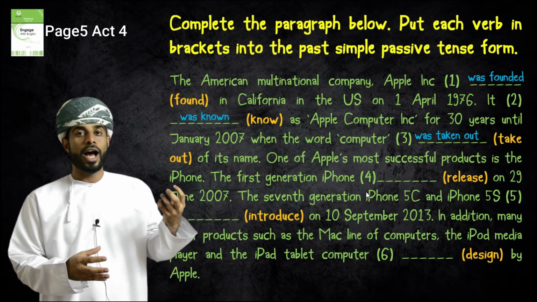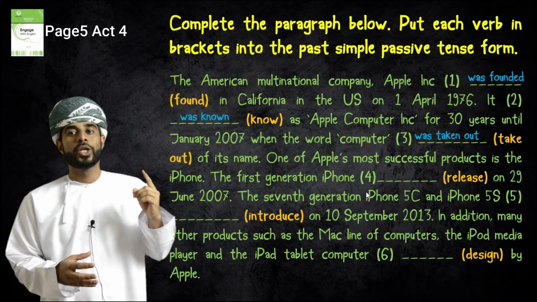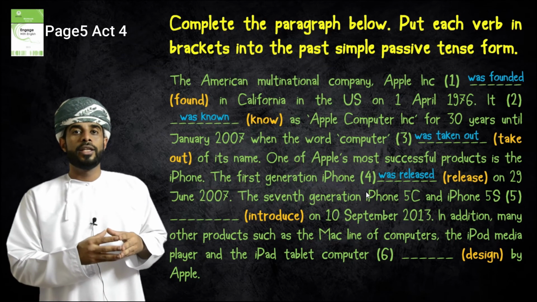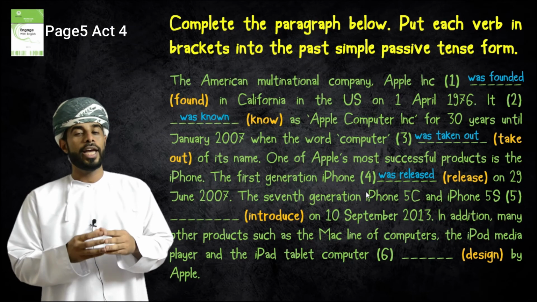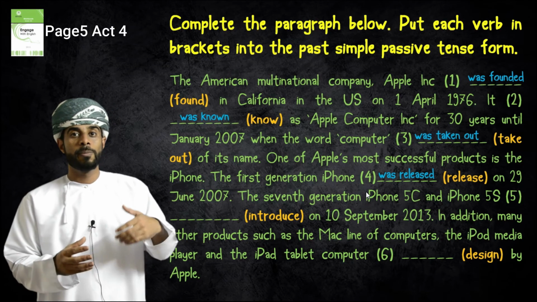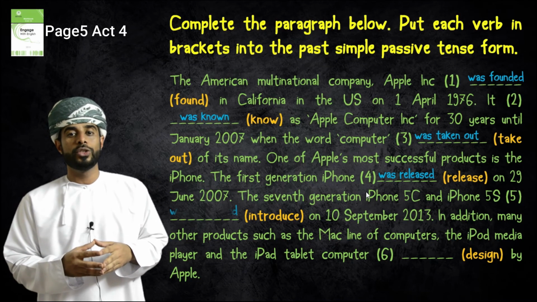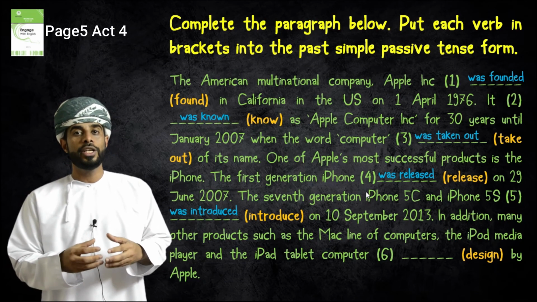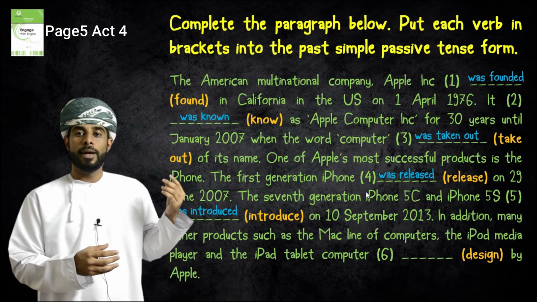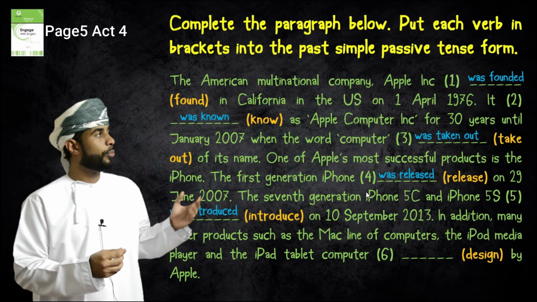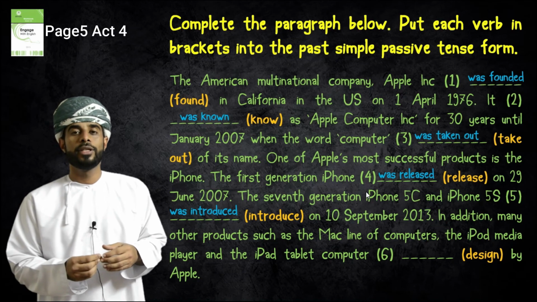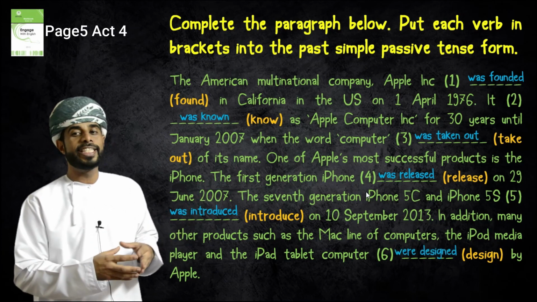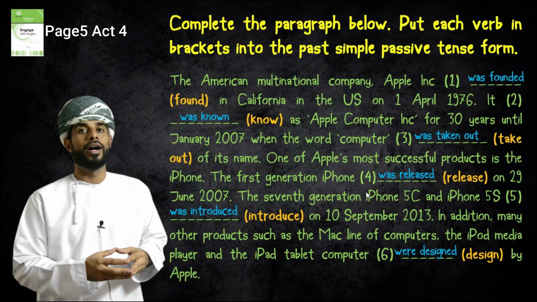The first generation iPhone, the first generation singular, was released on the 2nd June 2007. The seventh generation iPhone 5C and iPhone 5S, what generation also we say, was introduced on 10th September 2013. In addition, many other products such as the Mac line of computers, the iPod media player, and iPad tablet computer, all of those were designed by Apple.